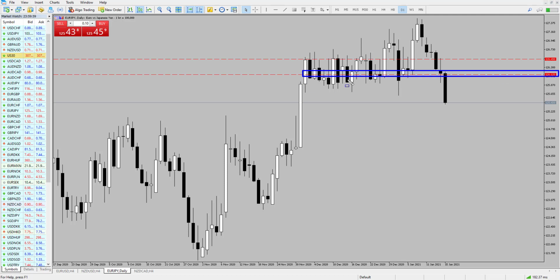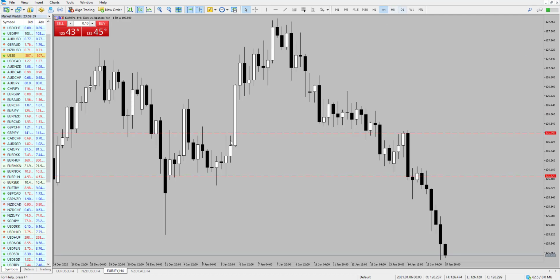this 126.12 was used quite a lot over the month of December and acted as support at the start of January, where price broke to the upside. It's now collapsed underneath it, so this area here could be used as a resistance level going to the downside, and it's nice to see that this key level lines up with the monthly point of control.